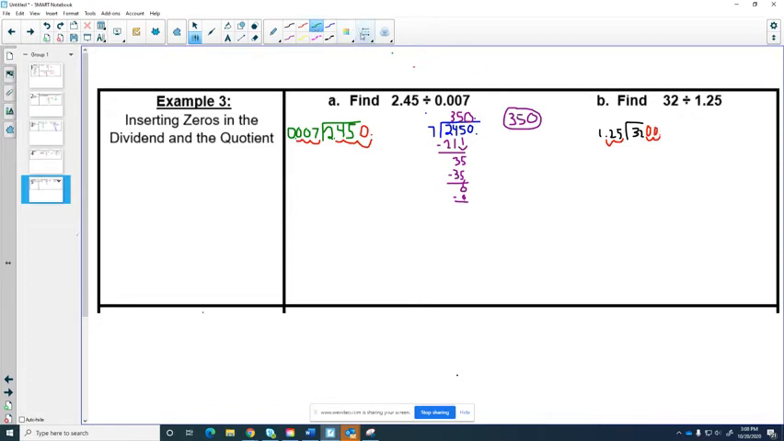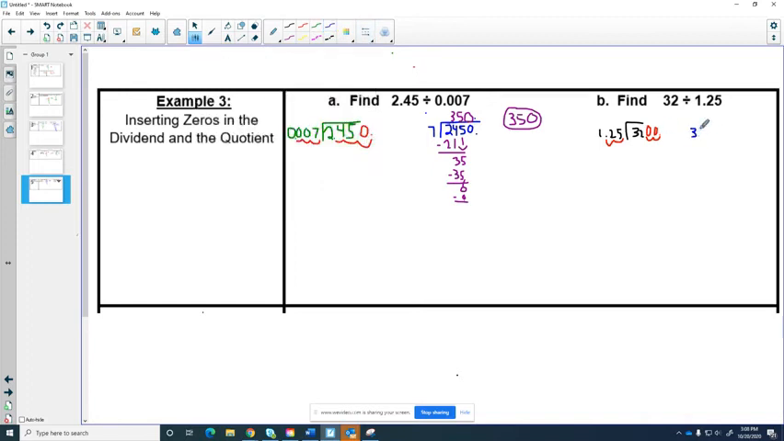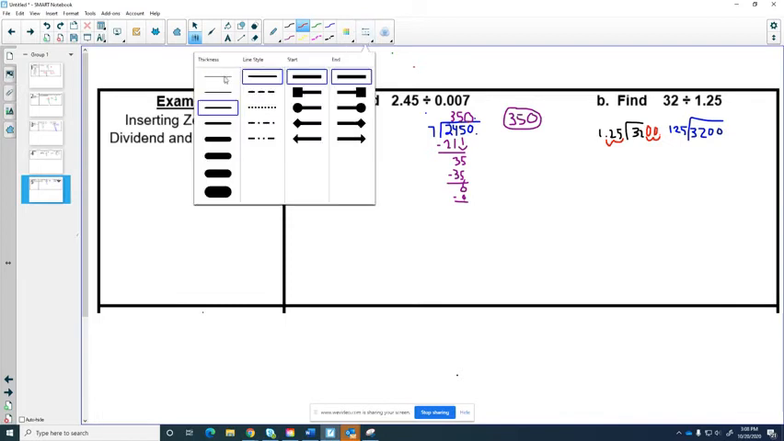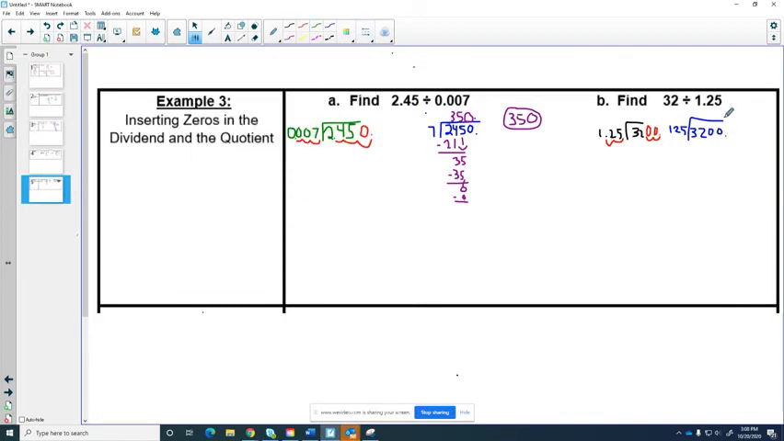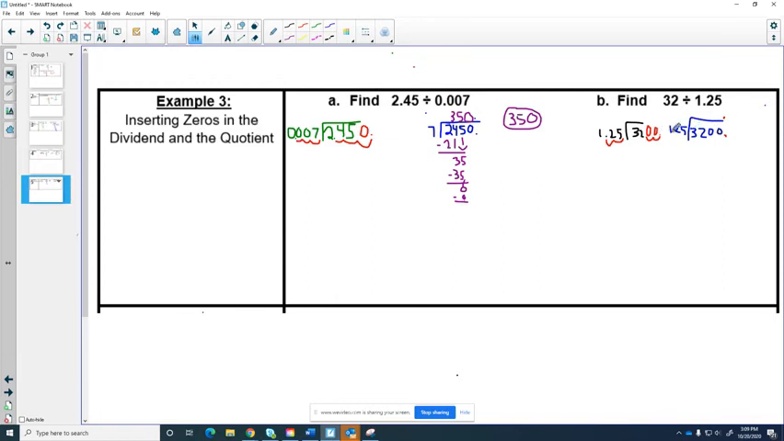Now, to make it easier, we're going to rewrite it. And we have 3,200 divided by 125. Now we cannot forget that the decimal point is behind the zeros, and so we have to put it in where our quotient will be. And now we are ready to solve. So 125 can't go into 3, 125 can't go into 32, but 125 can go into 320 twice.